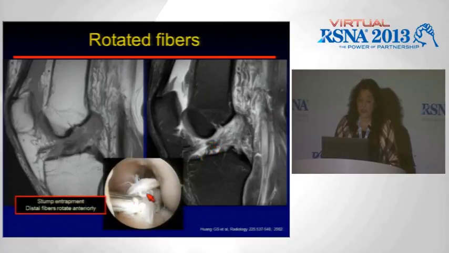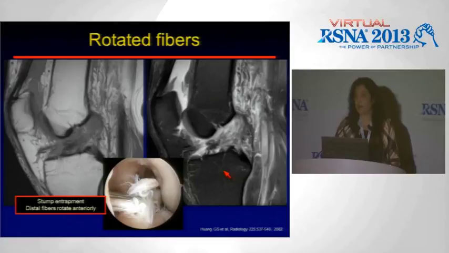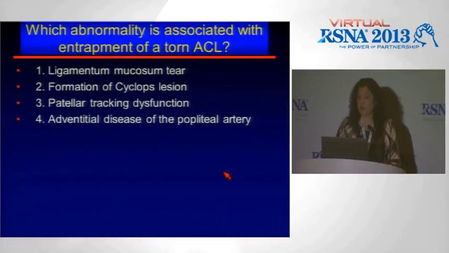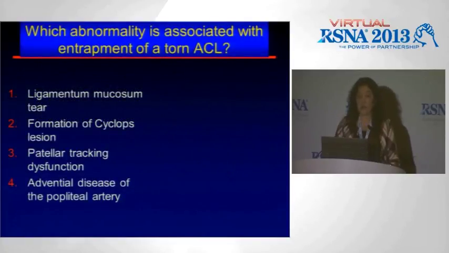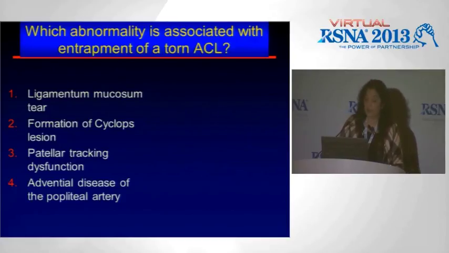And these fibers that are rotated can result in a few problems. They can result in what's called stump entrapment, where the patient has difficulty extending, and they can result in one other problem, and this is the first of your questions: what other abnormality do we see associated with rotation or entrapment of a torn ACL? So here are some of your choices, and I will let the audience respond.